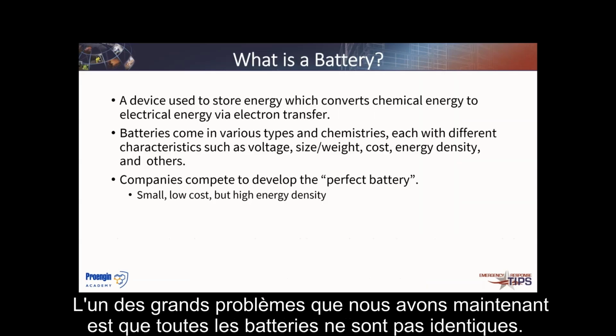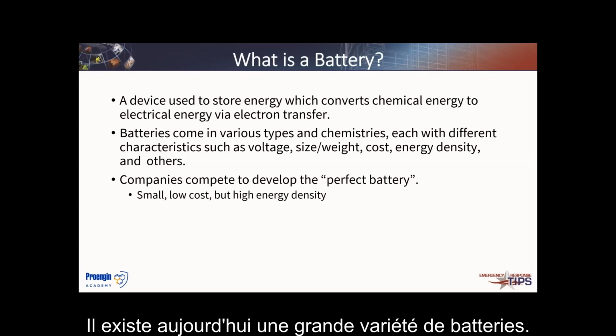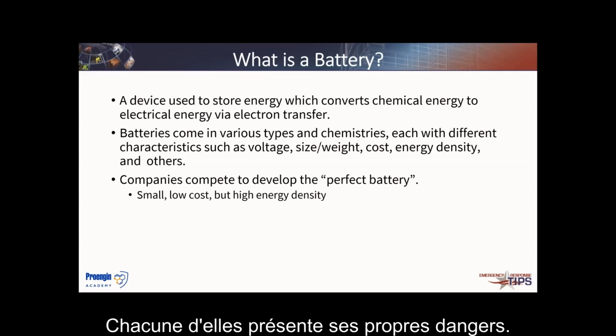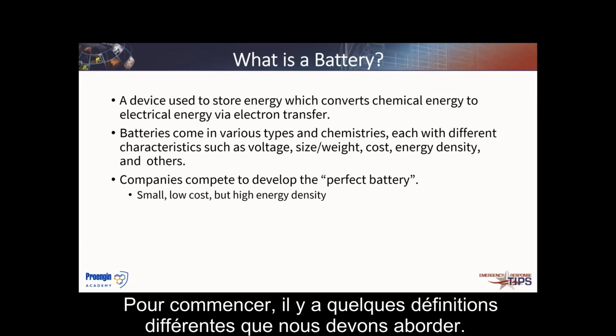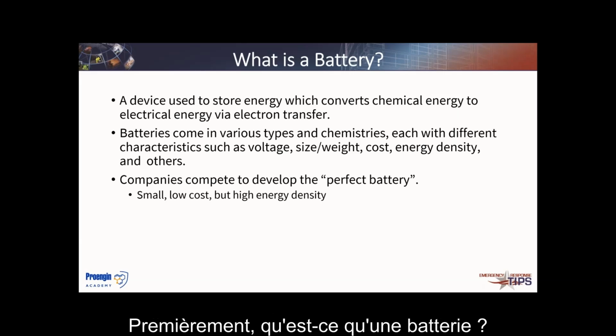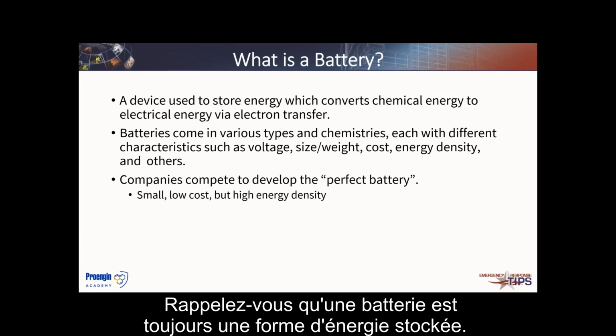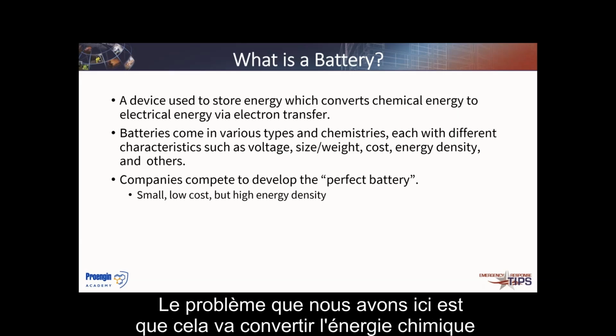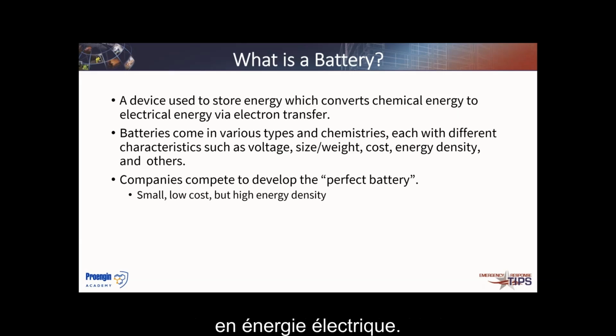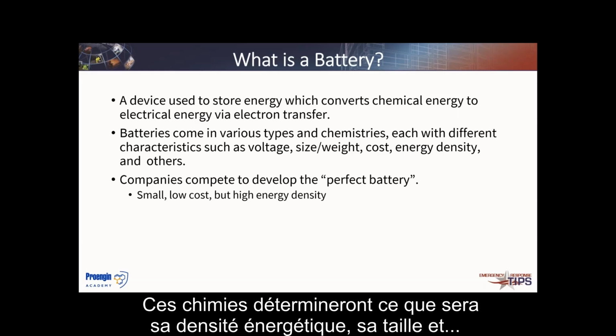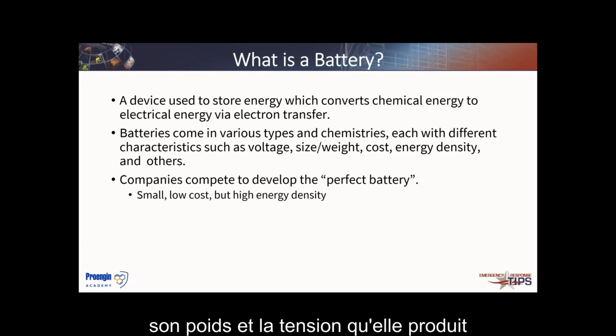Now, one of the big problems we have is not every battery is the same. And there are a variety of different batteries out there today. Every one of them has its own hazards collection. So starting out, there's a few different definitions we've got to start with. So first, what is a battery? Just remember, a battery is always stored energy. The issue is that it's going to convert chemical energy to electrical energy. And each one has a different chemistry. Those chemistries will help decide what its energy density is, the size and weight of it, and the voltage it produces.